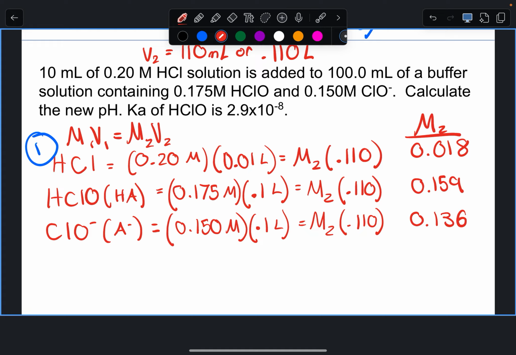Okay, so I've got your new molarities on the side here. It's really important because you don't want to say it's 0.2. It's not 0.2. It's only 10 mils of 0.2. So it's a very small amount of HCl that you're actually adding in compared to the other ones. So you've got to change those molarities or else it's going to throw everything off.